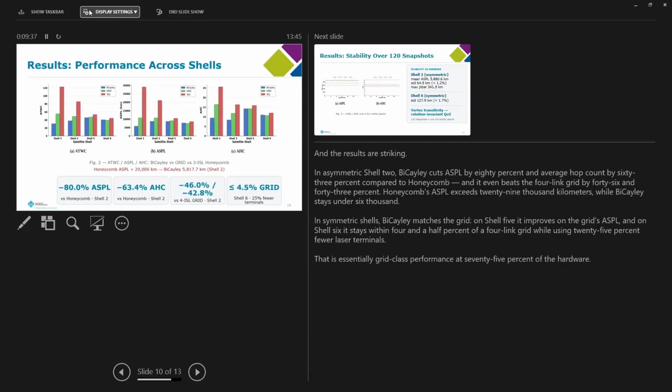And while in symmetric shells, BiCayley matches the grid. On shell 5, it improves on the grid's ASPL, and on shell 6, it stays within 4.5% of a 4-link grid baseline, while using 25% fewer laser terminals. That is essential: grid-class performance at 75% of the hardware.